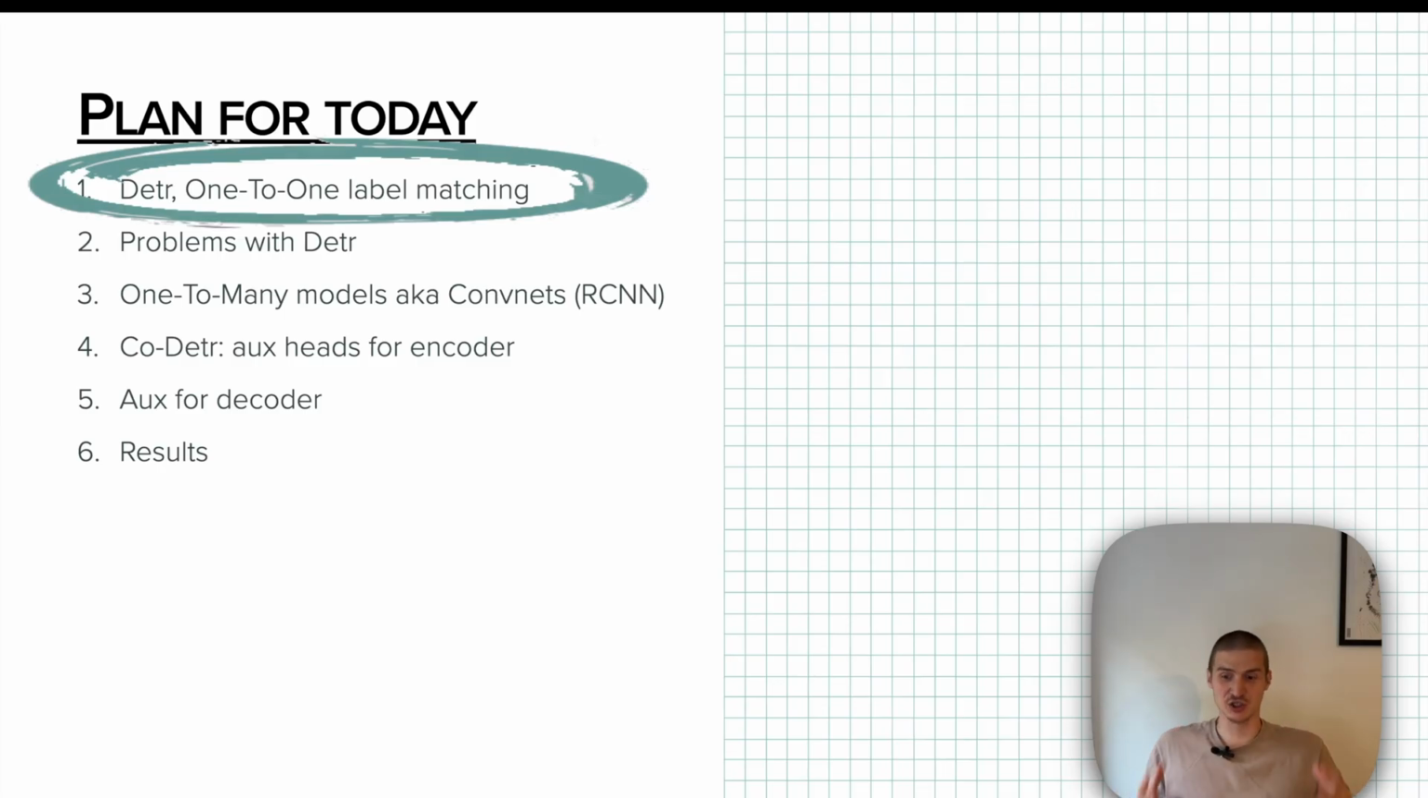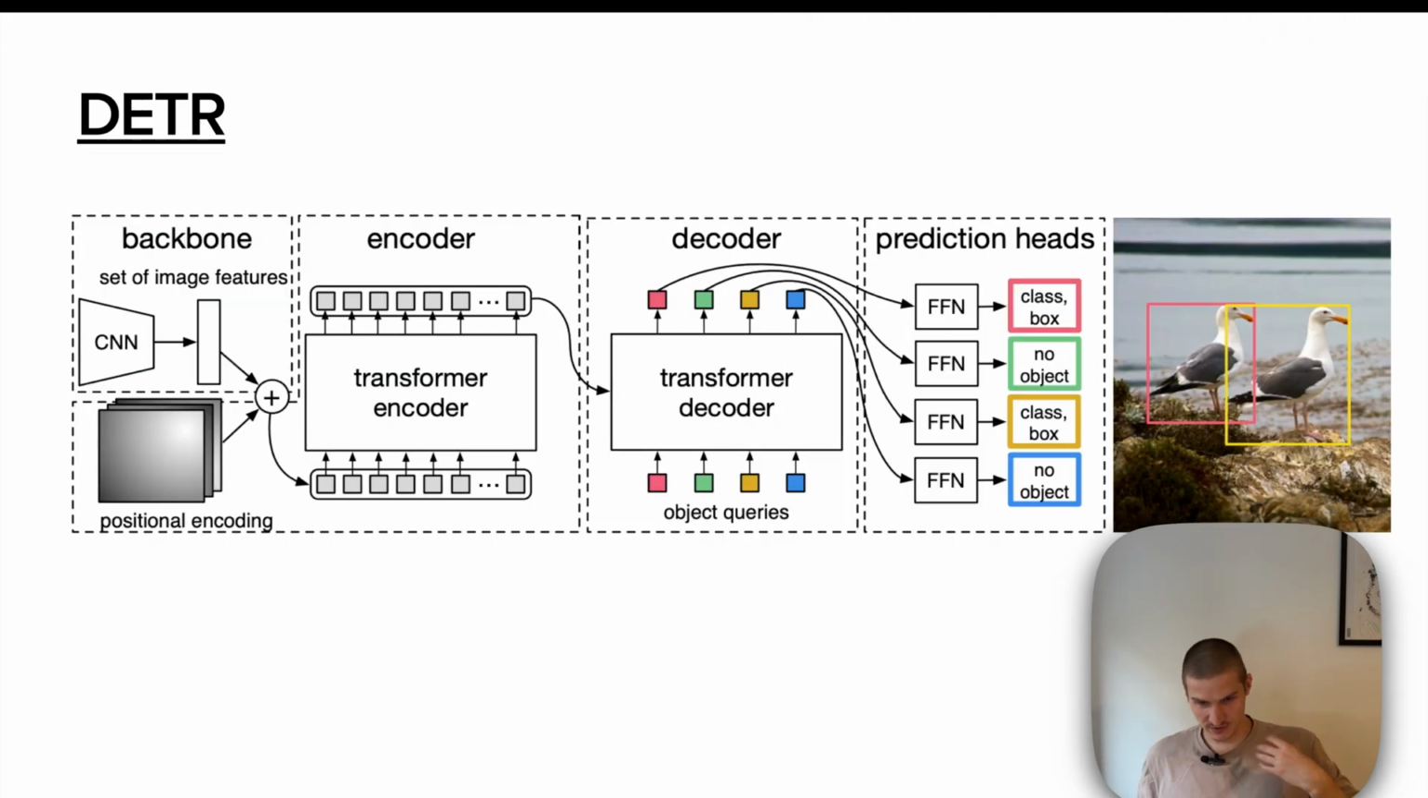Let's start with the original DETR, a reminder on how it works and what one-to-one label matching is. This is the picture from the DETR paper on how to do object detection with transformers. We start with a backbone, which can be a convolutional-based backbone like ResNet. It can be a transformer-based backbone like Swin transformer or ViT. In fact, as we'll see later, CoDETR achieves this state-of-the-art accuracy using a Vision Transformer, ViT, as the backbone. But in fact they're quite similar.